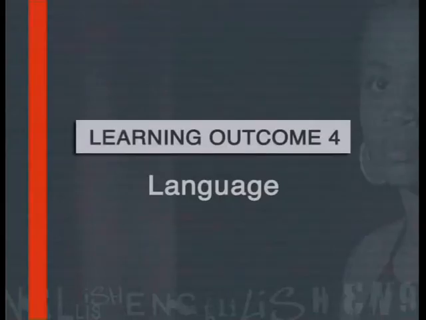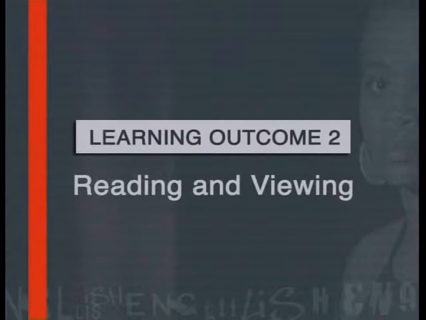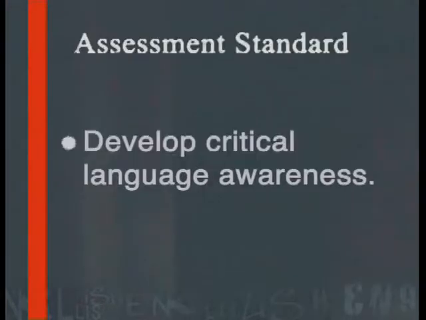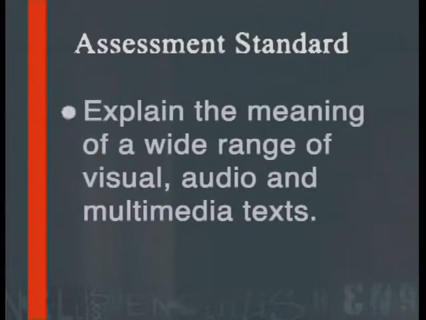The following lesson is linked to Learning Outcome 4, Language, and Learning Outcome 2, Reading and Viewing, and it addresses the assessment standards that require learners to develop critical language awareness and explain the meaning of a wide range of visual, audio, and multimedia texts.